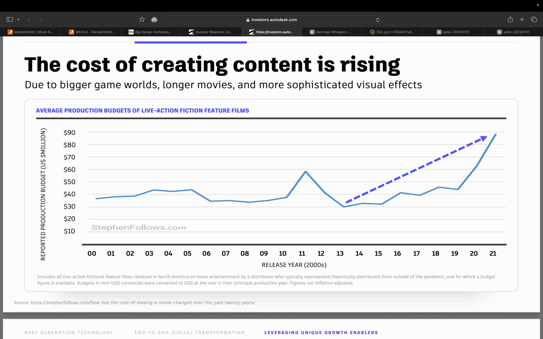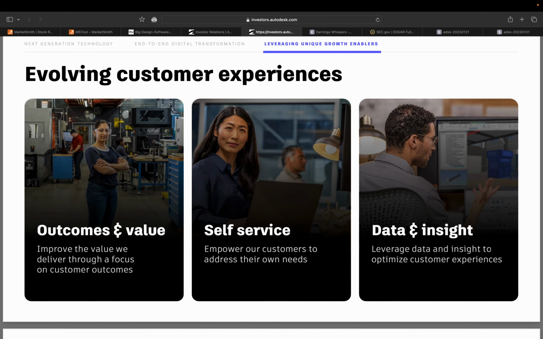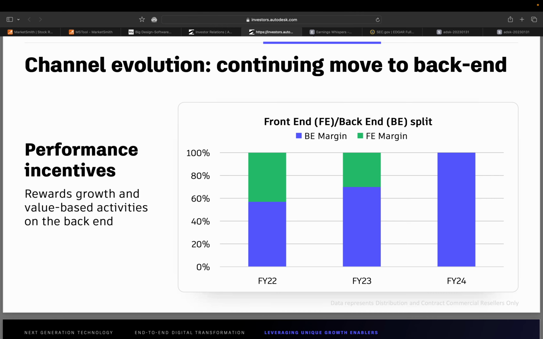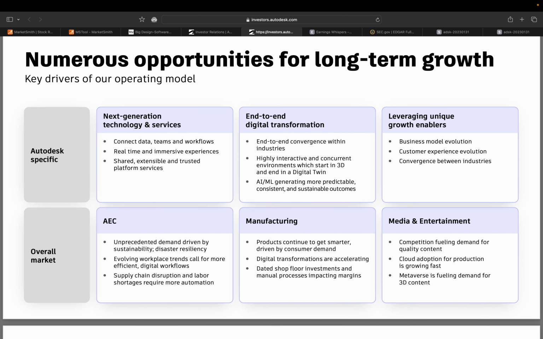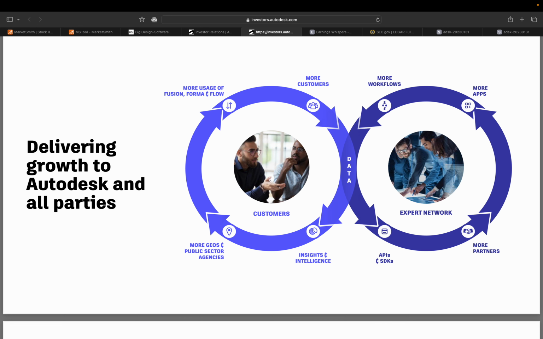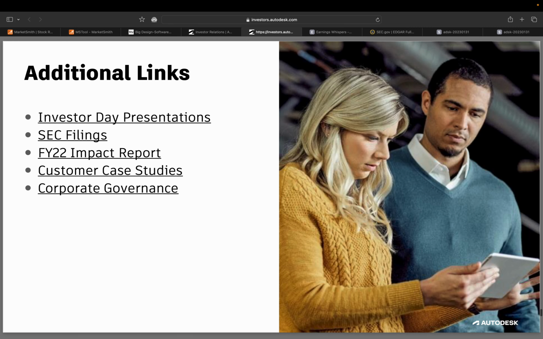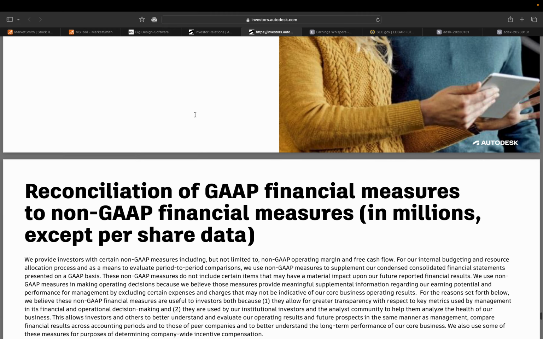The cost of creating content is rising: bigger game worlds, longer movies, and more sophisticated visual effects. Okay, so I read pretty much all.